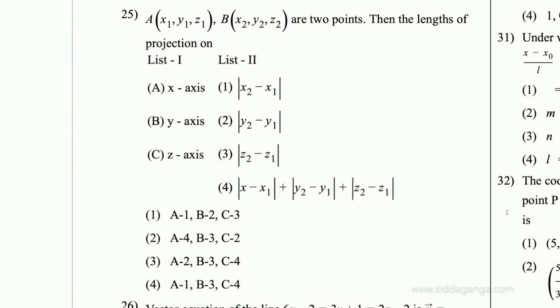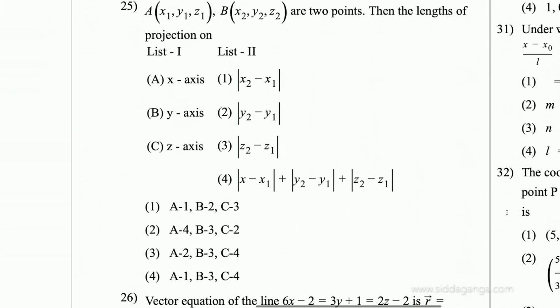Projection of a line joining x1, y1, z1 and x2, y2, z2 on the x-axis is always modulus of x2 minus x1, and on the y-axis is always modulus of y2 minus y1, and on the z-axis is always modulus of z2 minus z1. So of course option A is correct. This is discussed in the last session. So A1 is correct, for B, 2 is correct, C is 3 is correct. So the first option is the correct option for this.